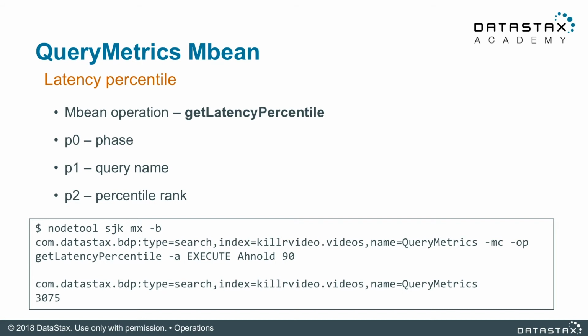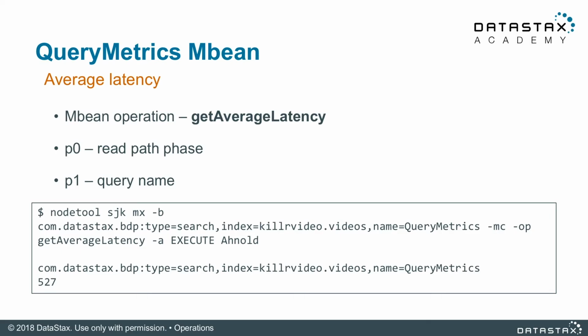The last MBean operation that we'll be covering here is the getAverageLatency operation. This operation will retrieve the mean latency across all of the recorded query executions, again taking in the phase and the query name as the arguments. Our example again is using the execute phase and the Arnold query name and returns an average latency of 527 microseconds. Again, the result may sound strange, but this is only one phase out of the several for a search query.